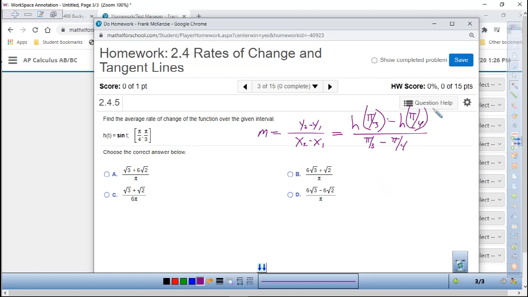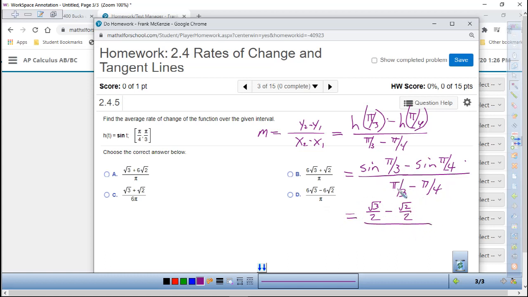So that's where you've got to know these values right here. And remember, all that's doing is the sine. So we've got the sine of pi over 3 minus the sine of pi over 4, over pi over 3 minus pi over 4. Oh, sorry, I got those backwards again, didn't I? All right, so the sine of pi over 3 is going to be the square root of 3 over 2. The sine of pi over 4 is going to be the square root of 2 over 2.